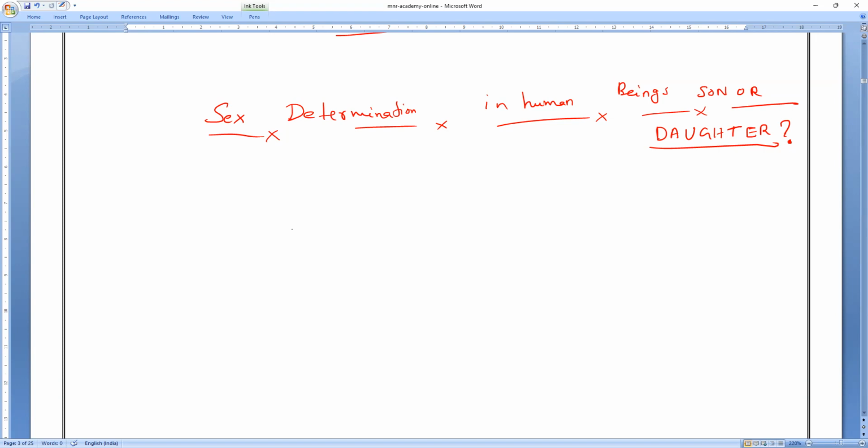So, sex determination in human beings is the most important concept. Definitely, there will be a question from this in our exam also. If it is not touching Mendel's monohybrid and dihybrid cross, then you are going to get an integrated topic of monohybrid and dihybrid with this sex determination.